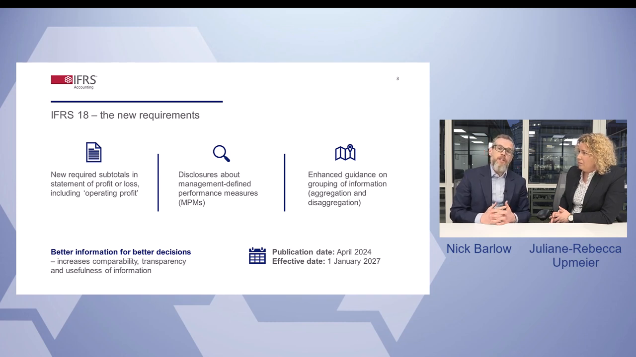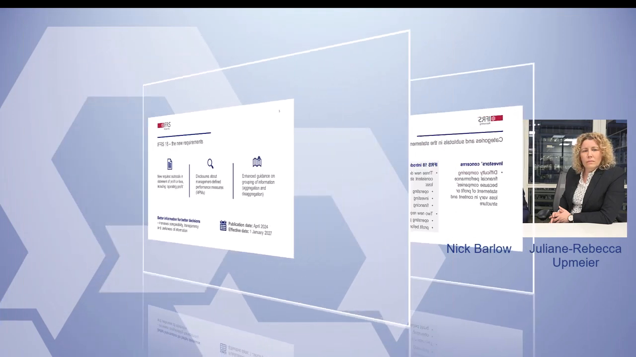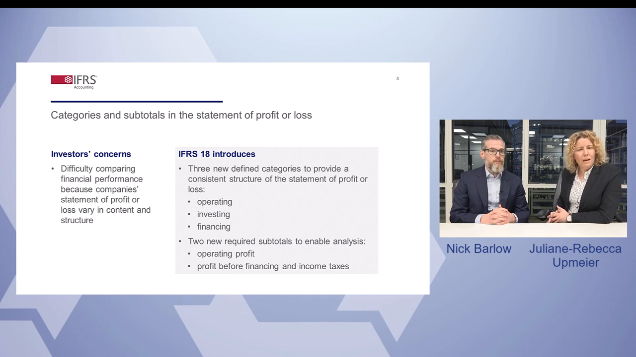Juliana, so that our stakeholders can start preparing, should we take a closer look at each of the new requirements and the reasons the ISB is introducing them? Sure. The first set of requirements relates to categories and subtotals in the statement of profit or loss. It responds to investors' concerns about the difficulty in comparing financial performance because companies' statement of profit or loss vary in content and structure. For example, operating profit is one of the most frequently used subtotals today, but until now has not been defined in IFRS accounting standards, resulting in companies applying different definitions to the same subtotal.